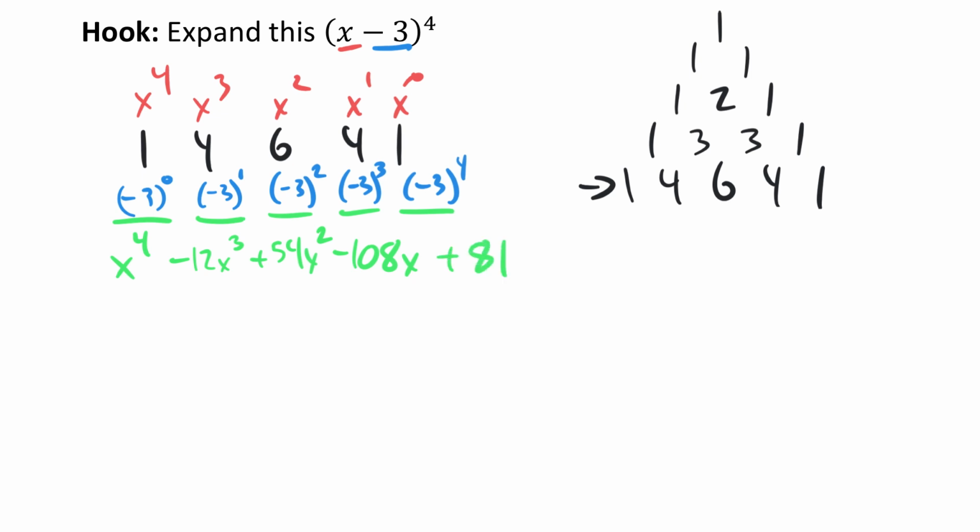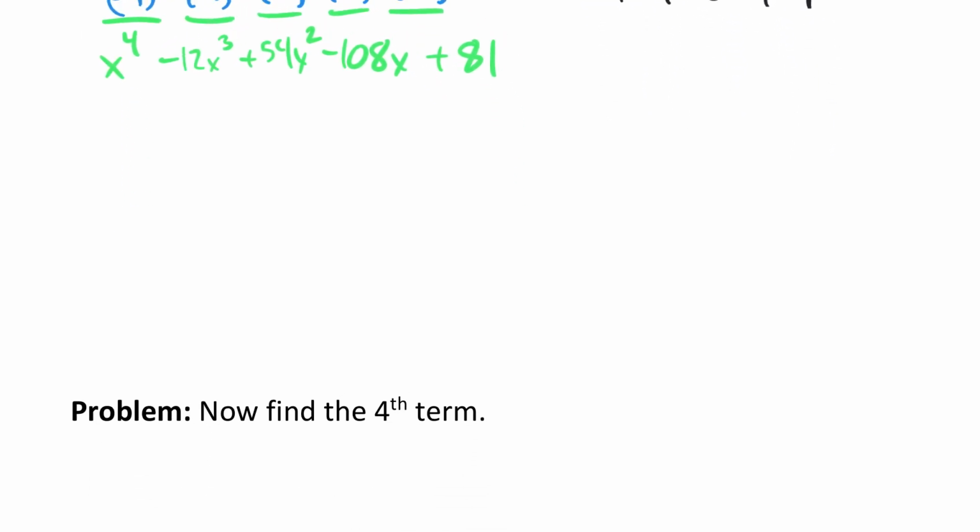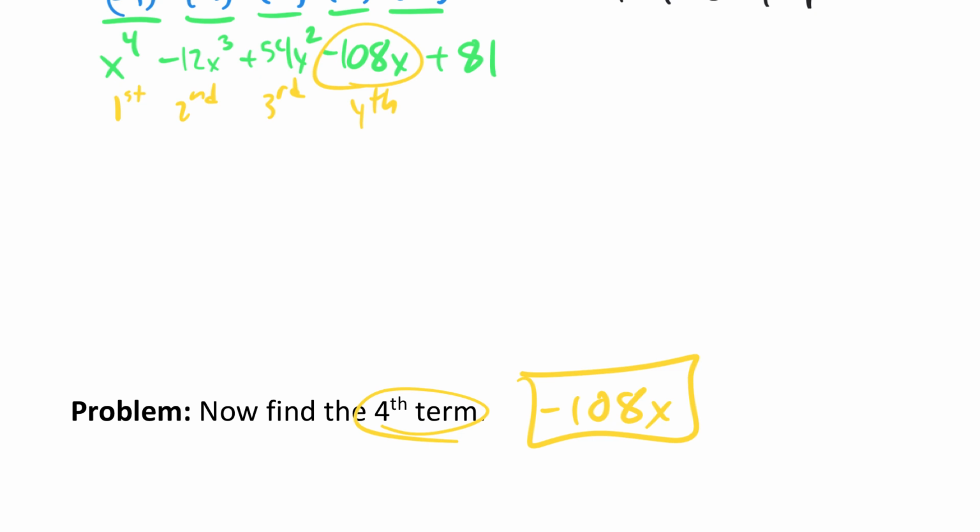All right, so that's a quick refresher for how the binomial theorem works. But what I want to do in this video is focus in on a slightly different question. How would you find the fourth term? Now, if you look here, the fourth term is just right here. You could count first term, second term, third term, fourth term. Oh, it's right there. The fourth term is negative 108x, box your answer, and you're good to go.